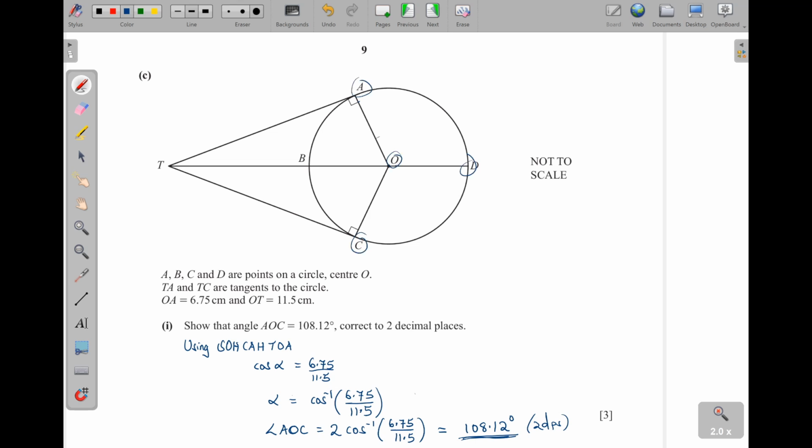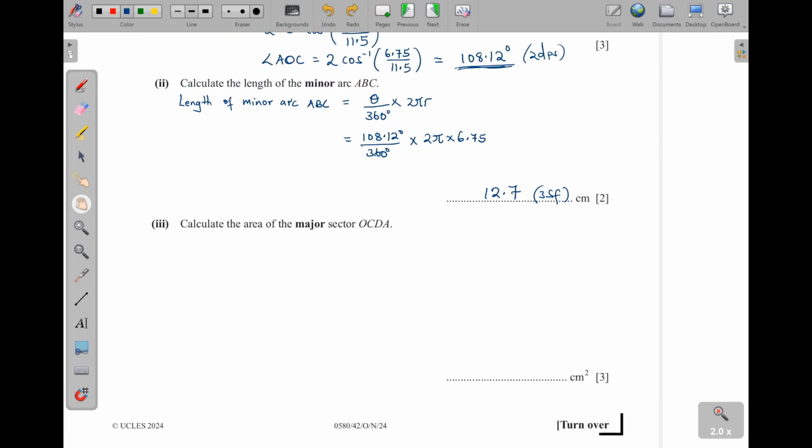OCDA. That means we need to get this angle here, okay? And we shall say 360 degrees minus the one that we got here, because angles at a point add up to 360 degrees. So that means area of the major sector is going to be equal to the angle we got. So we shall say 360 degrees minus that 108.12. Then we divide by 360.